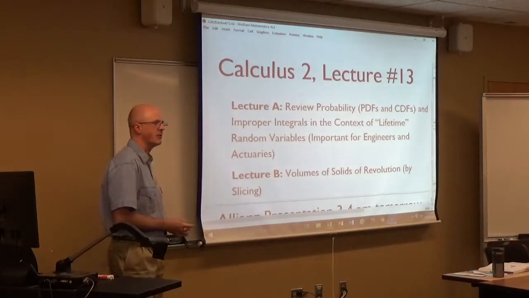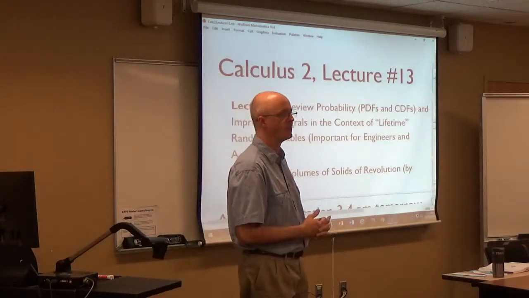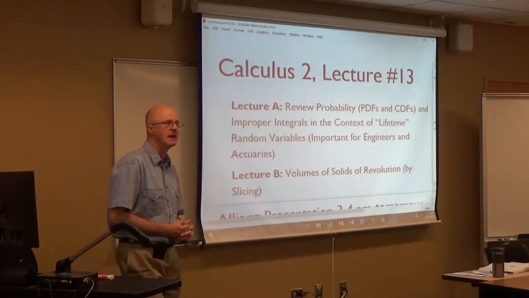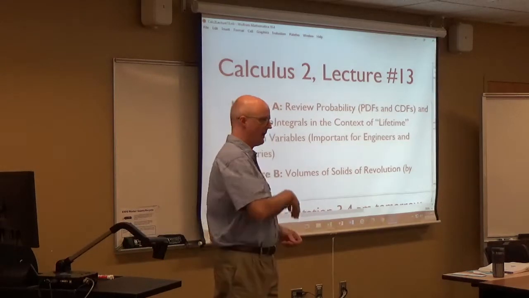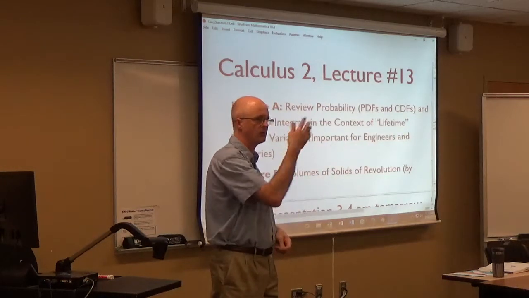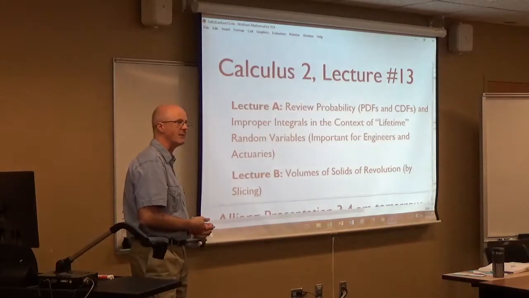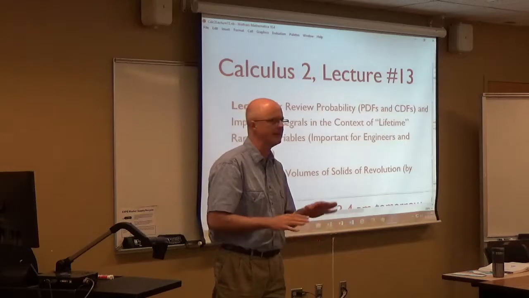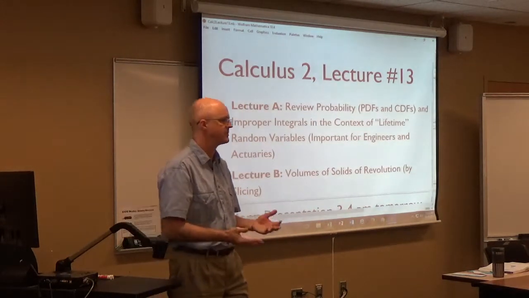And so we're going to get our first introduction to that kind of thing in the context of reviewing what we've been doing with probability and improper integrals. And lecture B, we're going to go back to geometry and talk about volumes by slicing again. And this time it's volumes of what are called solids of revolution, where you take a region in the plane and you rotate it or revolve it around some axis to create a solid. And we want to be able to find the volume of that solid. There's a formula you can use, but we want to understand in an intuitive way where the formula comes from when you think of it like a physicist would think of it, for example.